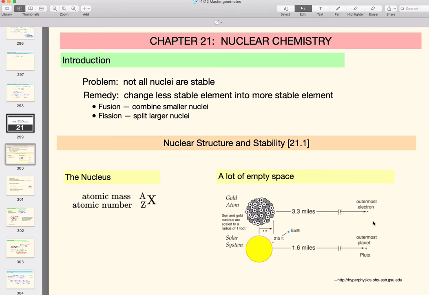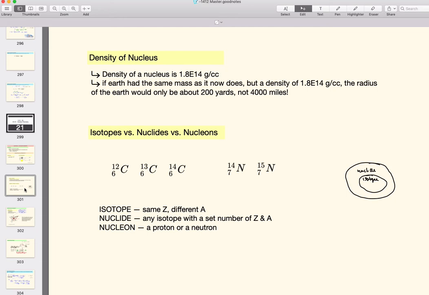How much empty space? It's even more empty on a percentage basis than our solar system. Take the sun and shrink it down to where it's about 1 foot wide. From the sun to Pluto would only be 1.6 miles. So on a relative scale, there's a lot more empty space in an atom than there is in our solar system. But nevertheless, even though it's mostly empty space and the nucleus takes up a very, very, very small part of the atom, it's still tremendously important.